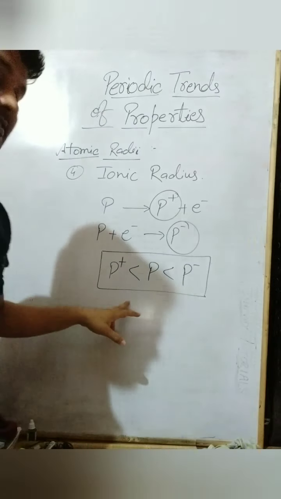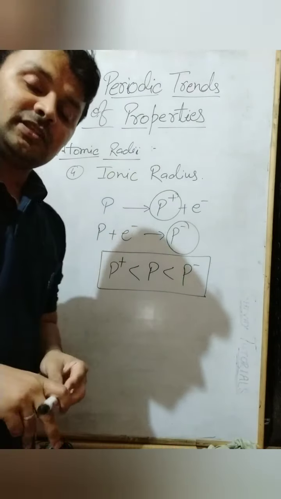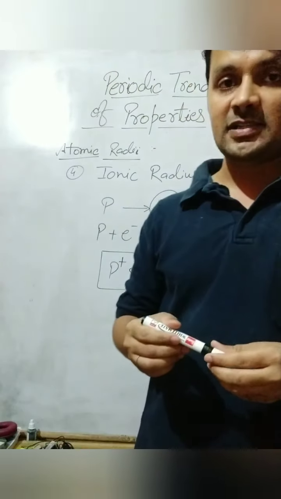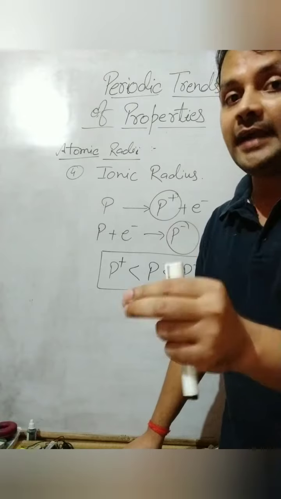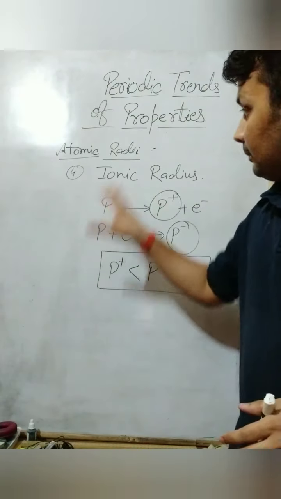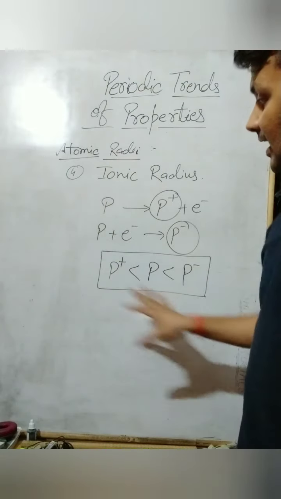Why have we not considered these three with the ionic radius along with the previous radii, crystal radius, covalent radius and van der Waals radius? Because there we take only atoms, neutral atoms. But in the ionic radius we consider the cations and anions. So this is the ionic radius.